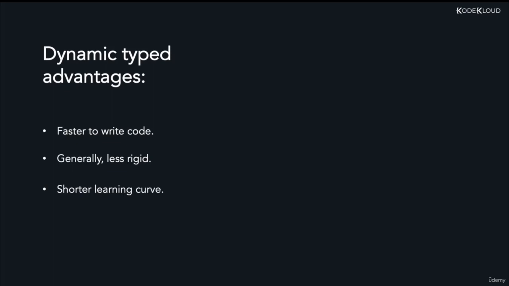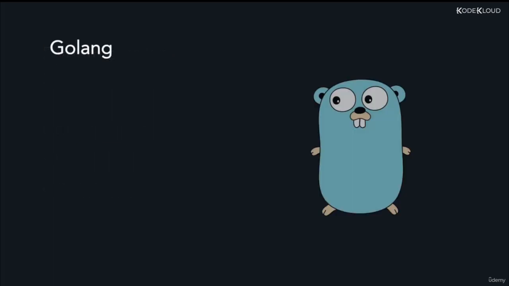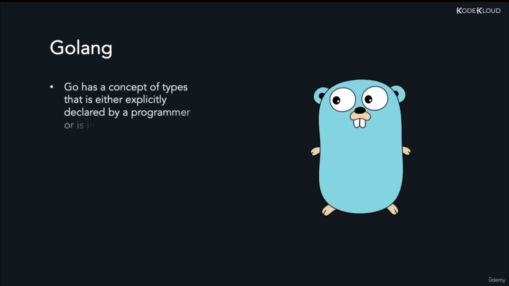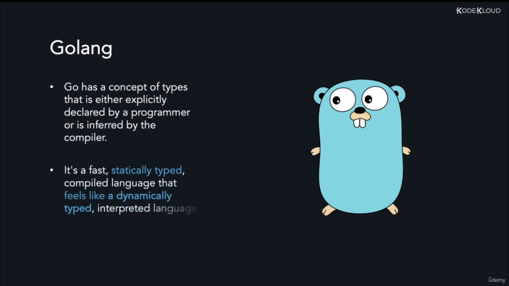So what about Golang? Go has a concept of data types that is either explicitly declared by a programmer or is implicitly inferred by the compiler. So it's a fast, statically typed, compiled language, but sometimes it's so easy to use that it feels like a dynamically typed, interpreted language.